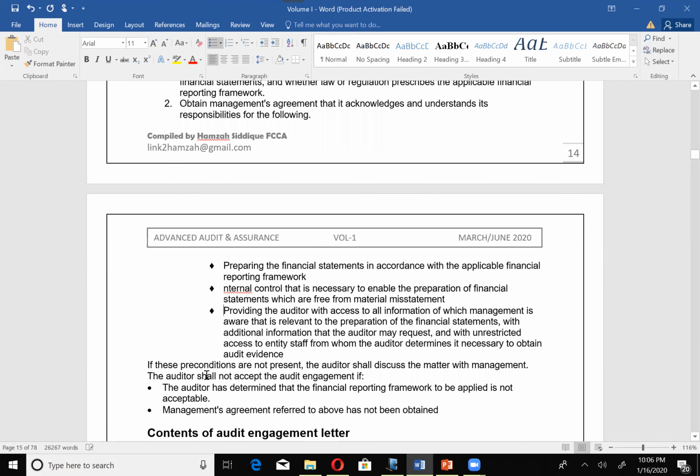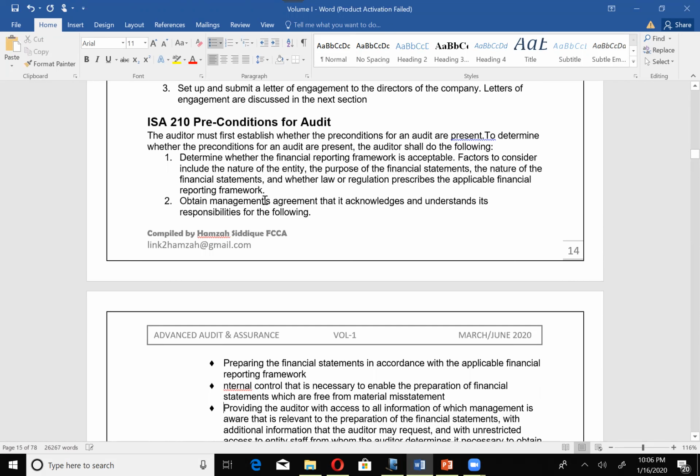Yes, two preconditions are there. Here they are. First of all, is the financial reporting framework acceptable as per laws and regulations or not? The company will be asked which financial reporting framework they are using, and we will see whether it is acceptable by law or not. If that is not acceptable by law, we say, okay, sorry, we cannot audit that.